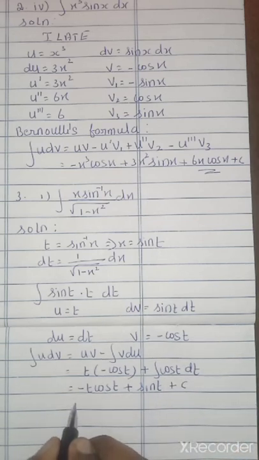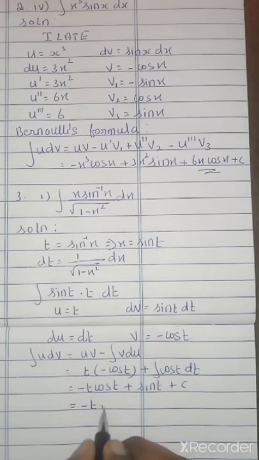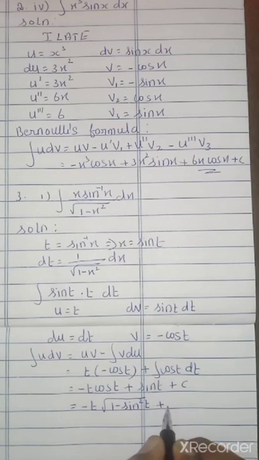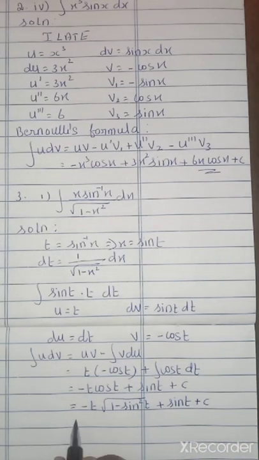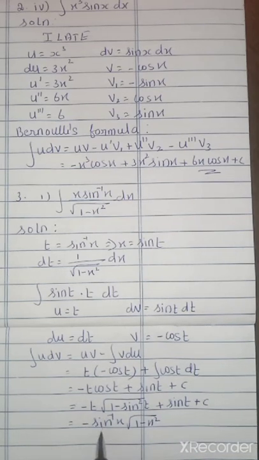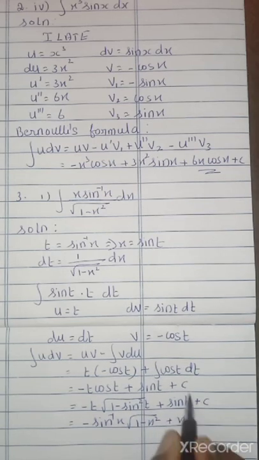Here we can take this one minus t, and cos t you can write as 1 minus sin square t, plus this sin t, plus c. So we can write this as minus sin inverse x, square root of 1 minus x square. See, instead of t we can substitute this one, instead of sin square t we can substitute this one, plus instead of sin t we can substitute x, plus c is your final answer.